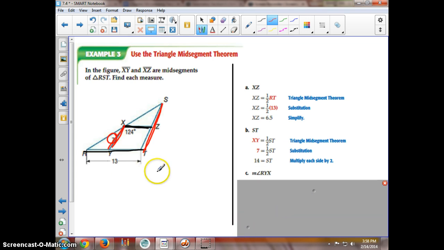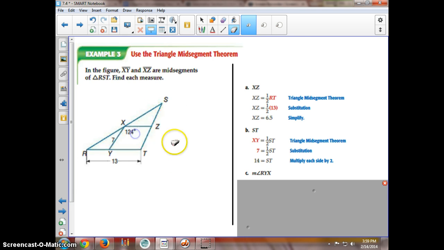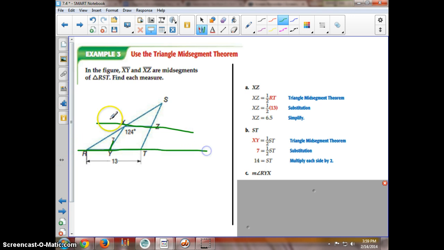Finally, what about finding the angle measure of angle RYX? RYX, so that's right here. I think it might help to erase what I have here so you can see it better. All right, let's go back and switch colors. So this angle is the one we're trying to find. Well, let's focus on, do we have anything that we know? Well, we have parallel lines. Remember, we just figured that out with the mid-segment theorem.